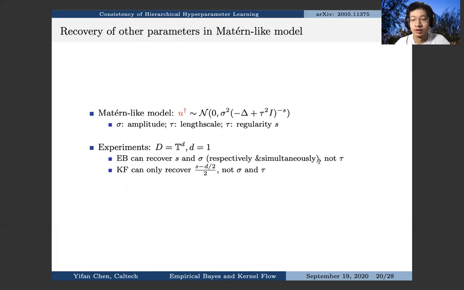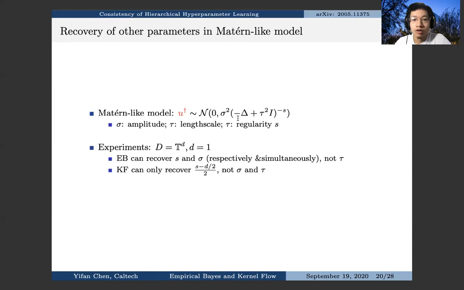But in the 1-dimensional case, it cannot recover tau. And this is not surprising, because a general guiding principle to look at the consistency of empirical Bayes or maximum likelihood is to look at the mutual singularity of the Gaussian measures in the infinite limit. So in a 1-dimensional case, if you change sigma or S, the Gaussian measure will change to a completely mutually singular Gaussian measure. That's why it can be recovered in the infinite data limit. However, in the 1-dimensional case, changing tau only leads to equivalent Gaussian measures, so we cannot consistently recover tau.